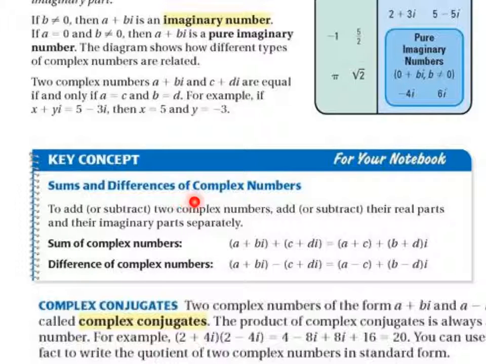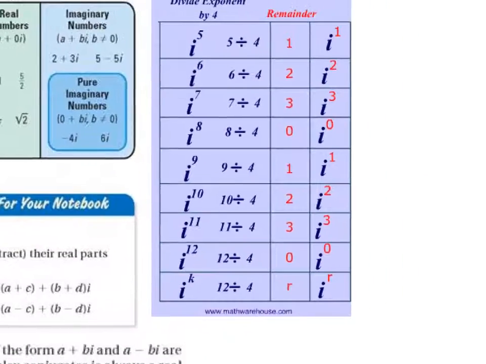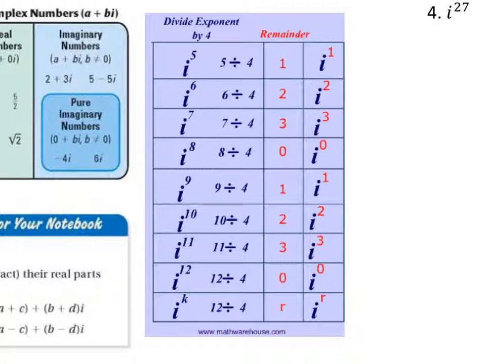The sum and differences of complex numbers. To add or subtract two complex numbers, you add or subtract their real parts and their imaginary parts separately. So if you have a plus bi plus c plus di, you have a plus c plus b plus d, i. If you have a plus bi minus c plus di, you have a minus c plus b minus d, i. Okay, now, something else. Here's a table you need to get familiar with.